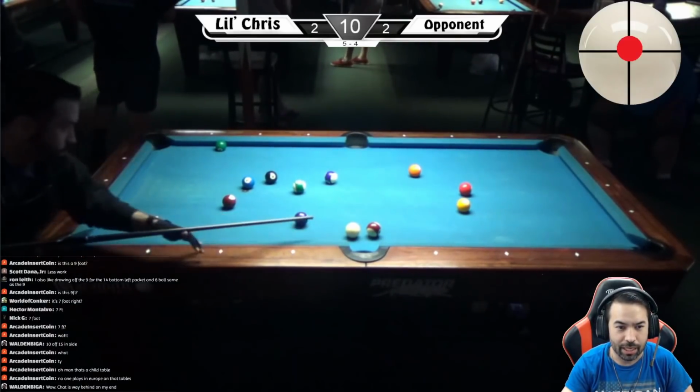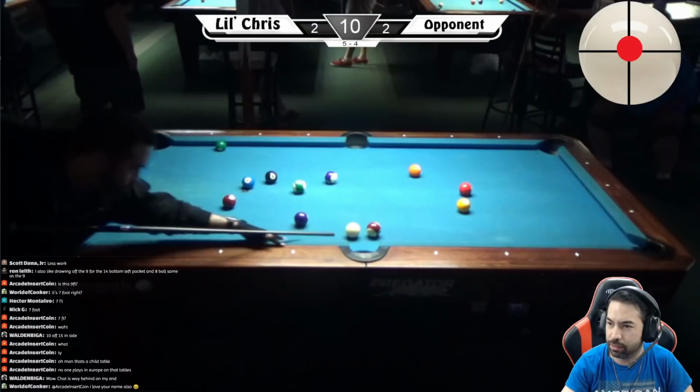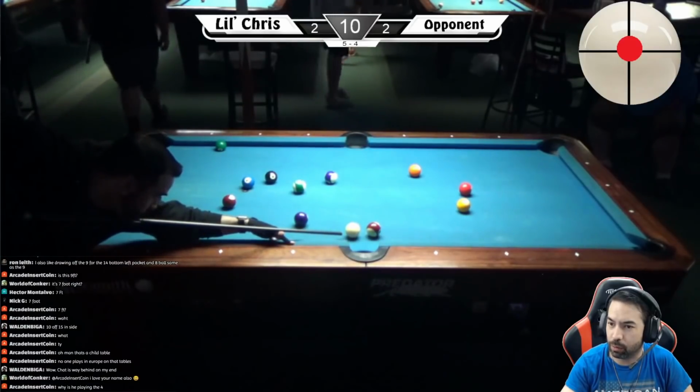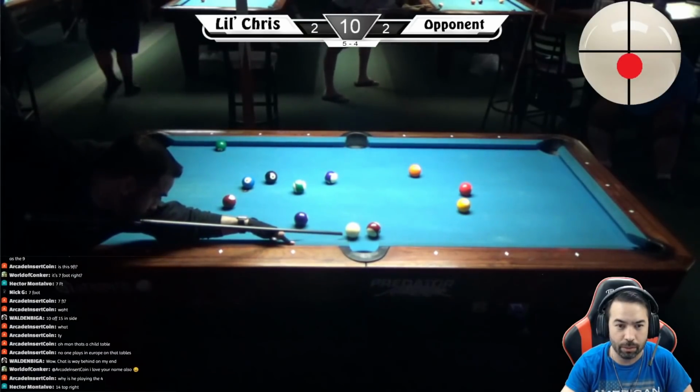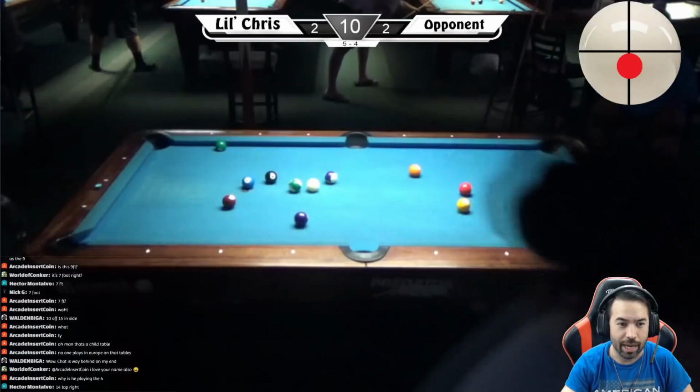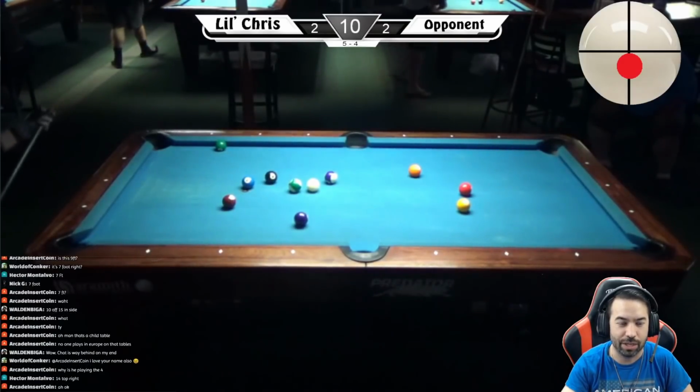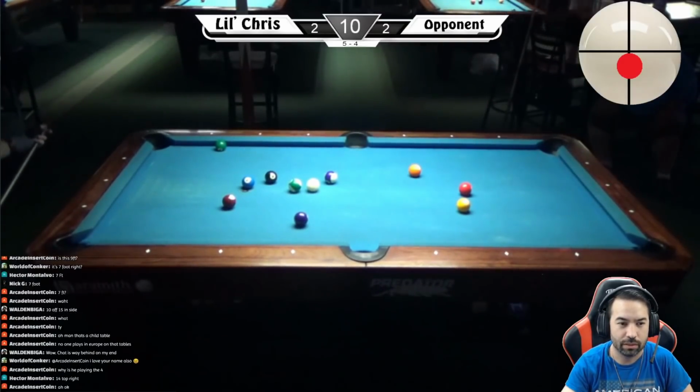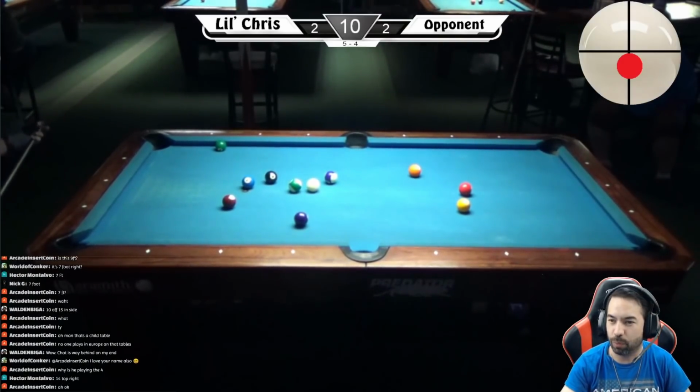Let's see here. It looks like I'm going to be playing the 15 ball into the bottom right corner pocket. It looks like I have a little bit of draw on this cue ball. I'm just going to be trying to get position on the 12. Yeah, I'm pretty sure that's what I was trying to do, get position on the 12. What the heck am I going to do with the 14?